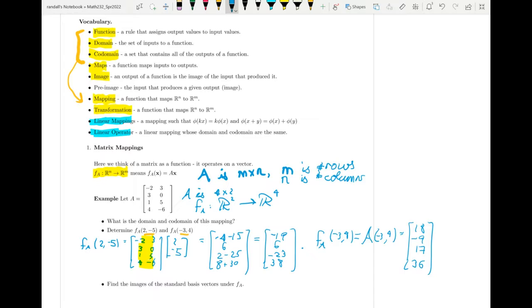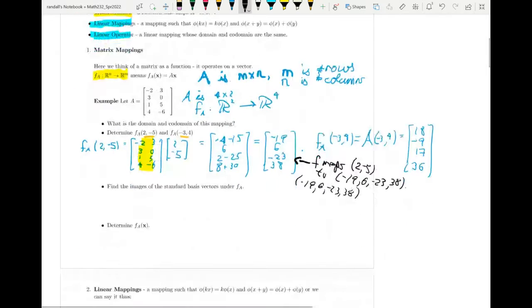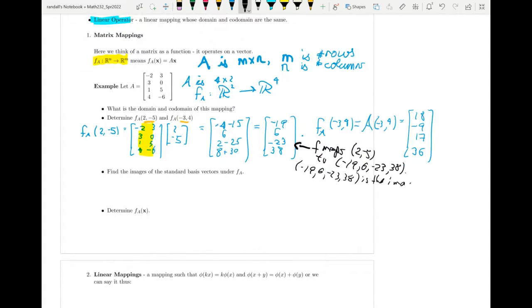So in these examples, we'd say F takes the vector 2, -5 to the vector -19, 6, -23, 38. So this is the image. So we'd say F maps 2, -5 to this vector -19, 6, -23, 38. And we'd also say that this vector here, -19, 6, -23, 38, is the image of the vector we started with, which is the input, the pre-image, image of this vector under this function FA.